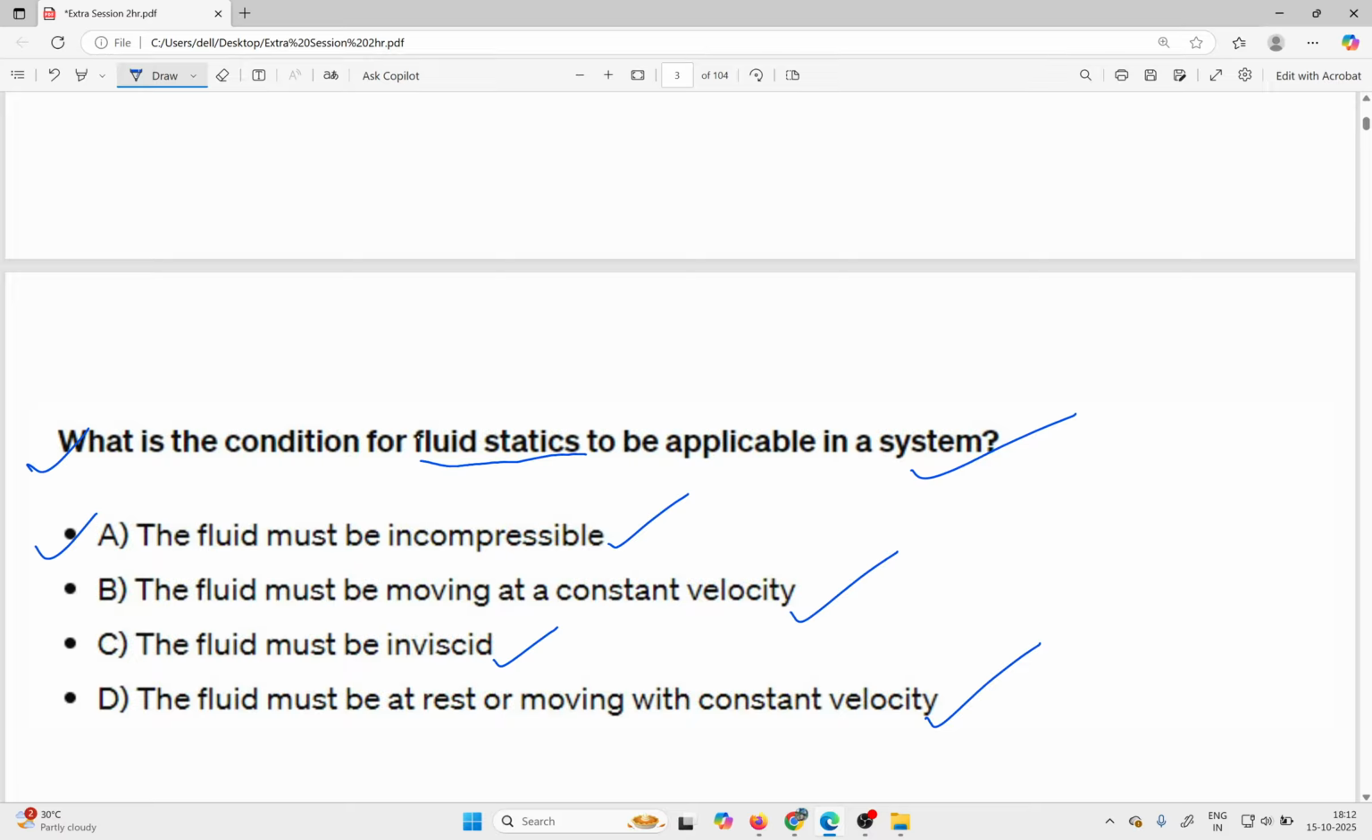What is the condition for fluid statics? So fluid statics means your fluid statics. Very important question, please.